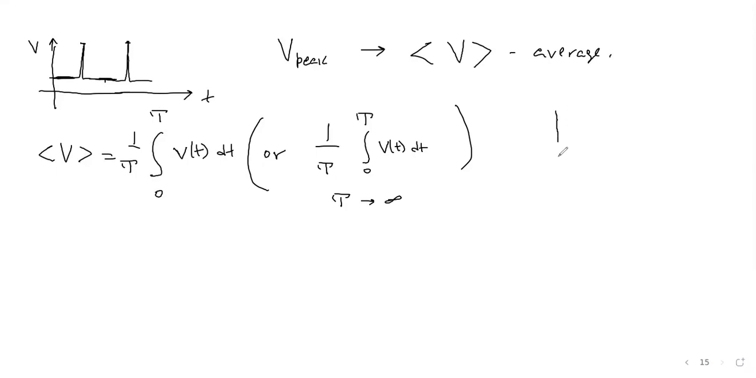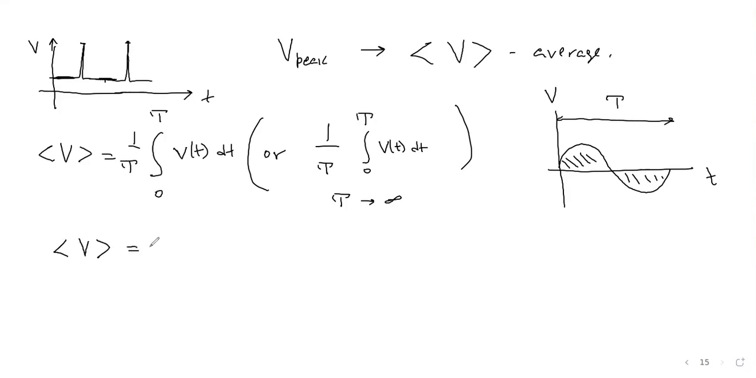The problem is that the average value for my signal would be 0. So this is a period. You have positive area and you have negative area. In this case, what is the average value? The average value is 0. So unfortunately for us, we can't use average value to characterize the signal.